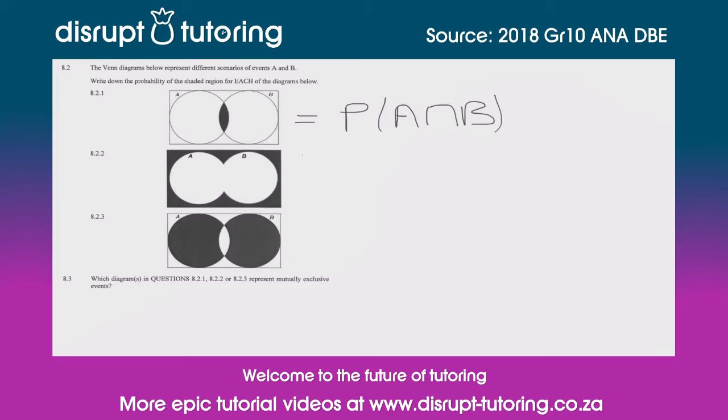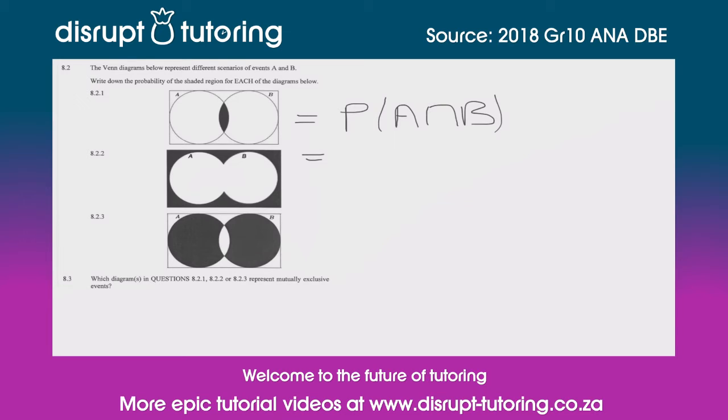Moving on to 8.2.2, we can clearly see that our shaded region is the area outside of the two circles. So remember the area that encapsulates both circles is going to be the 100% of anything happening, right? Either A happening, B happening, or neither of them happening. The non-shaded bit in the middle is our union, okay? So it's either the probability of A happening or the probability of B happening. So one of the two, okay?